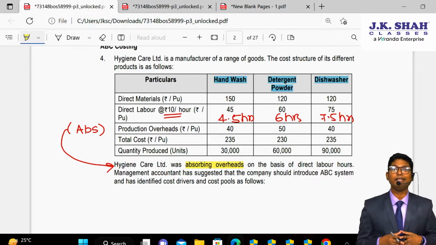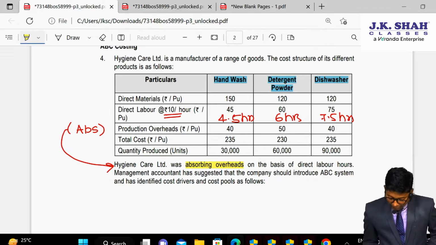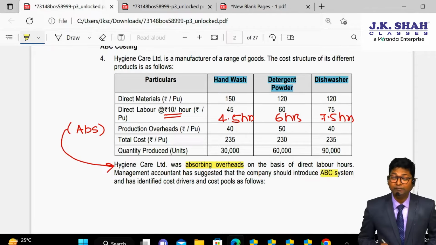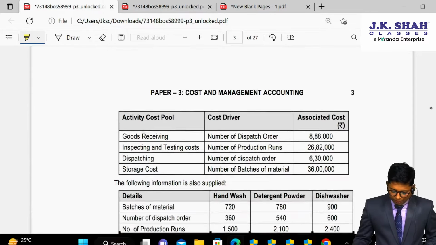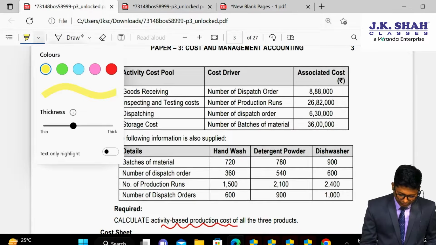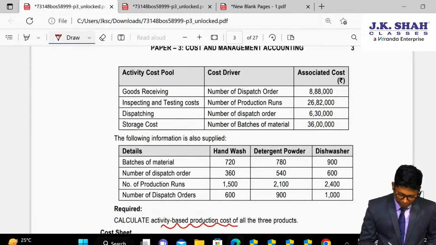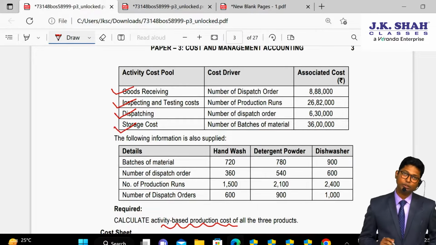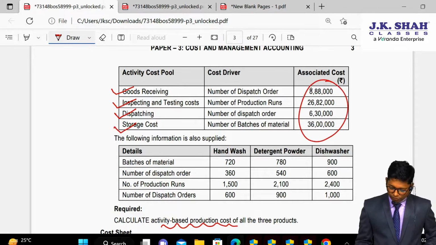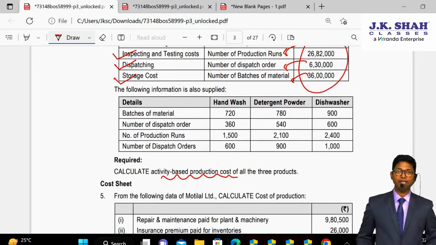of overhead, and that is your absorption. But their management accountant has now suggested that the company should introduce an activity based costing system, and he has identified some cost drivers and cost pools as follows. All the overheads they have bifurcated into 4 parts, and those 4 parts are called 4 different activities: goods receiving, inspecting and testing, dispatching and storage cost. The total associated cost is to be divided by using the given cost drivers, and cost drivers are available with us.